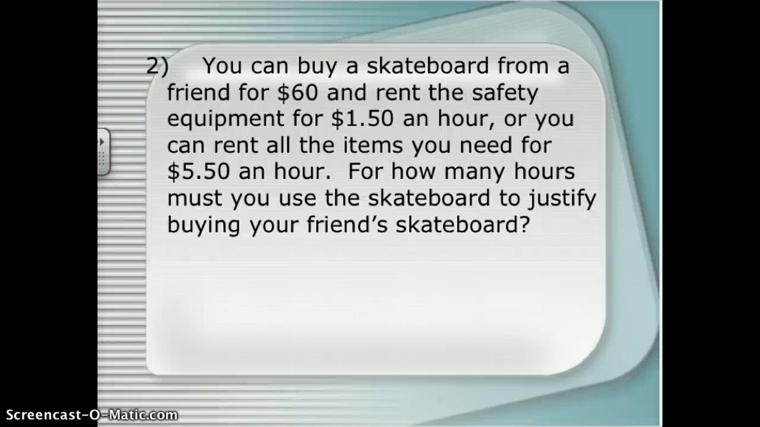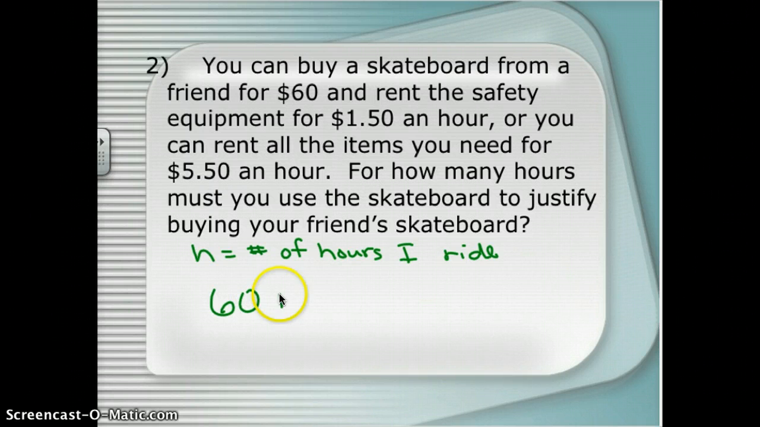So the variable we're looking for is the number of hours, so I'm going to call that h. H, the number of hours that I rent the equipment, or number of hours that I ride. Okay. So if I buy from a friend, I have to pay $60 plus $1.50 an hour. So 60 plus 1.50h. I want to know when that's going to be equal to just renting for $5.50 per hour. So my equation here would be set up 60 plus 1.50h equals 5.50h.